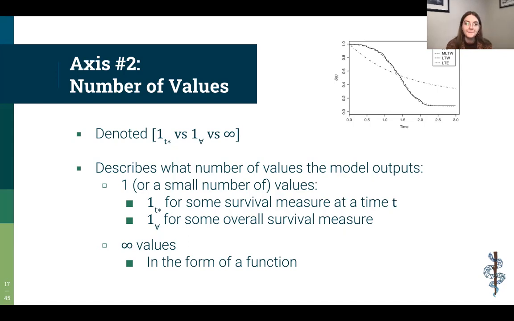So if there is a 1 in this notation, basically, the model outputs 1 or a small number of values. And I say 1 or a small number of because, as I'll talk about in a few slides, this distinction isn't always perfect. And then infinity values in the form of a function is the other, more different of the 3 classes. So up here would be an example of something classified as infinity of the 3.